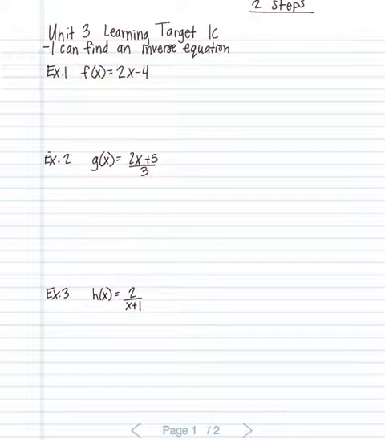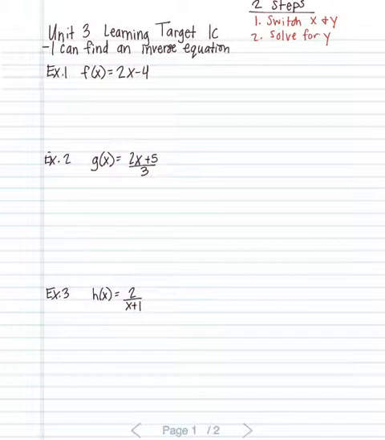So if you're finding an inverse equation, the word inverse makes you think do the opposite. Well, we've got 2 steps that are going to help us do the opposite and find the inverse equation. The first step is to switch x and y. The second step is to solve for y. So this is a 2-step process.